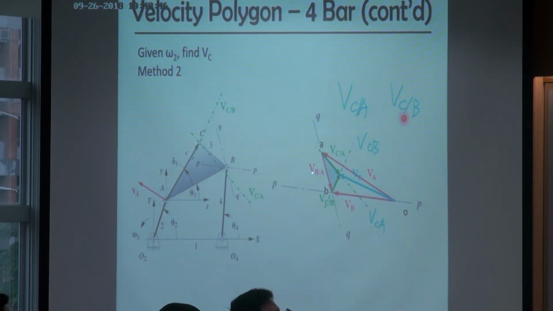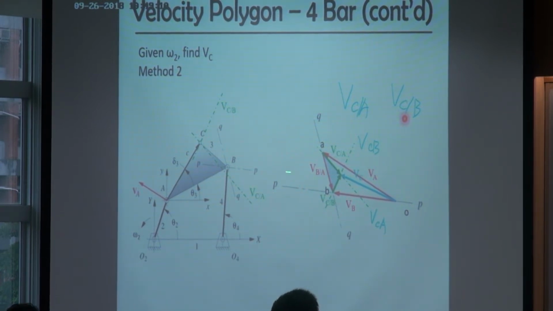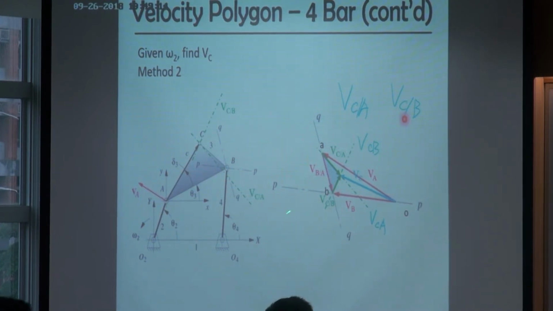Yeah, these two are similar triangles. That means the three angles are the same. If I call this angle A, this angle A is the same as this angle. And this angle C is the same as this angle. Angle B is the same as this angle. So we call them similar triangles. And their orientations are different. Well, obviously they are different.